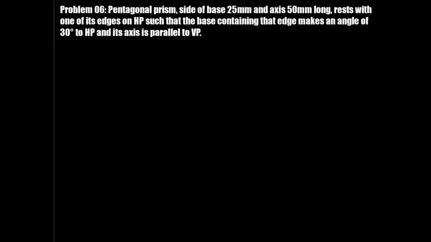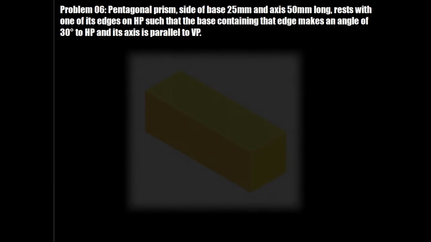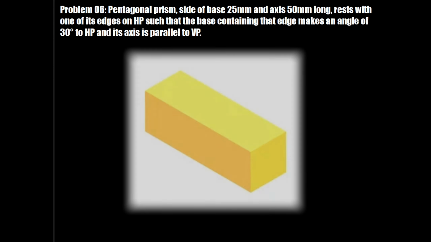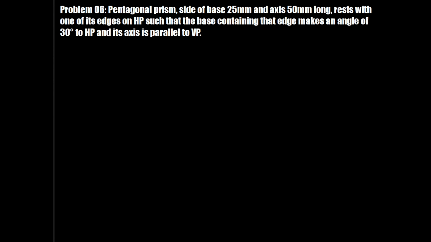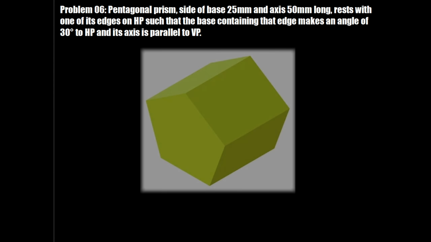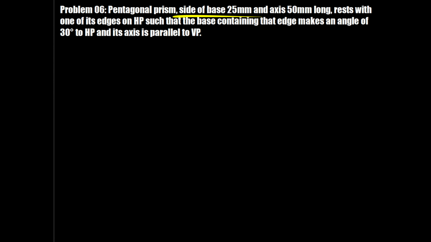Now let us decode the statement one line at a time. First, what is a pentagonal prism? A prism has two identical bases connected by rectangular faces. Since the base is pentagonal, both ends are pentagons. The side of each pentagon is 25 mm and the distance between the two pentagonal faces is called the axis length, which is 50 mm. So mentally imagine a pentagonal box having a length of 50 mm.